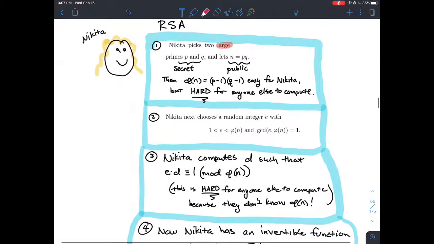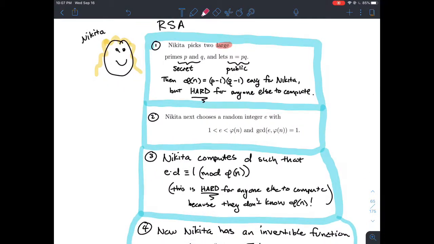So what's going on in RSA? The first thing that Nikita would do, and notice I'm not telling you anything about Michael, this is all Nikita right now, she would pick two very large primes, p and q. Those primes p and q would be her secret. So that would be part of her secret key. And what she does is she multiplies those together and she gets n. n can be public. I don't care if anybody knows what n is.